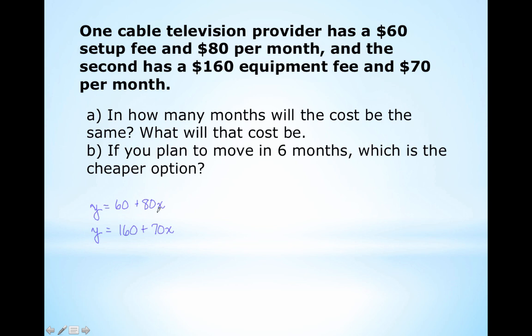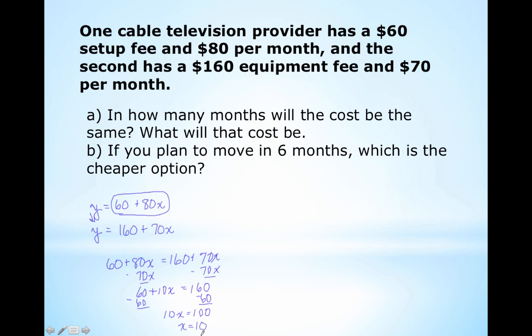So I know I want these two to be equal. So again, I'm going to take this value of y, plug it into this second equation. 60 plus 80x equals 160 plus 70x. I'm going to quickly solve for x. So I know that x, my number of months, is 10 when they are both equal. So at 10 months, Cable Company 1 and Cable Company 2 have the same fee.